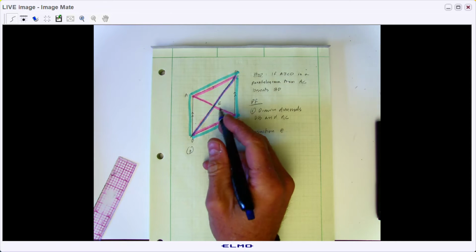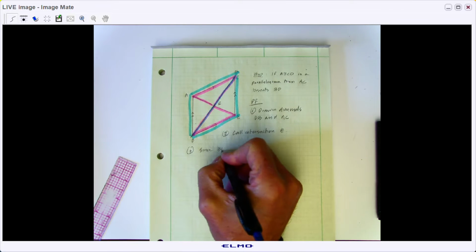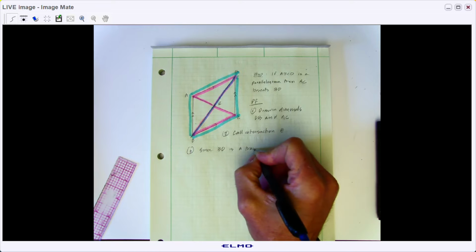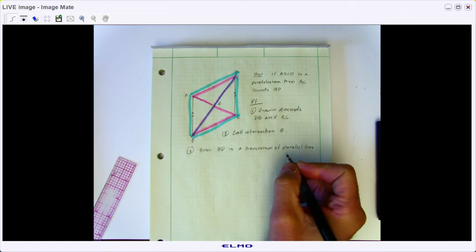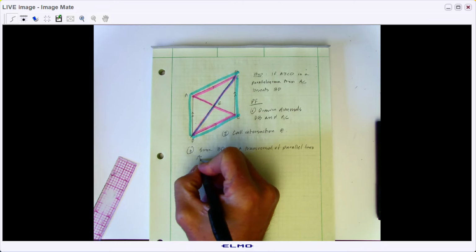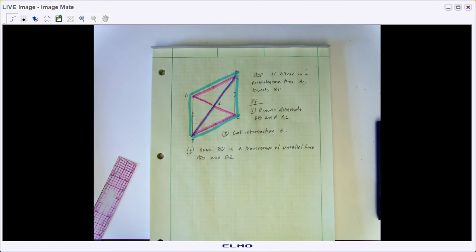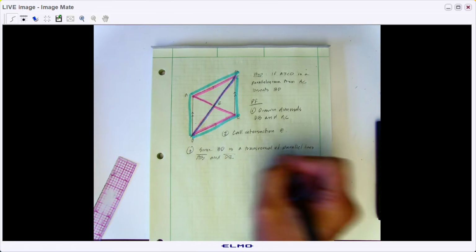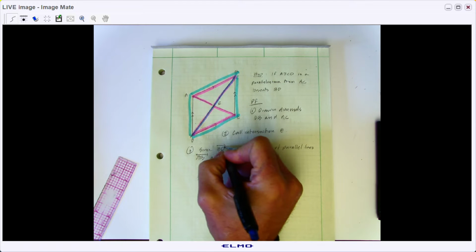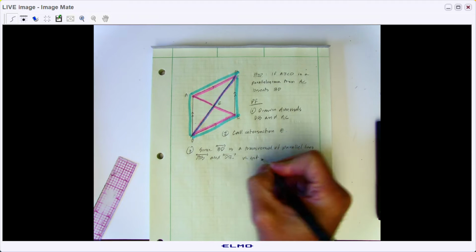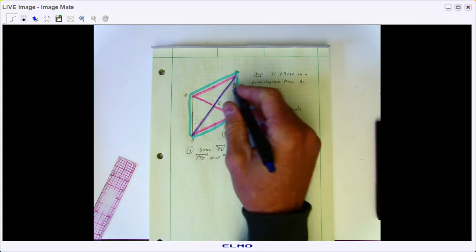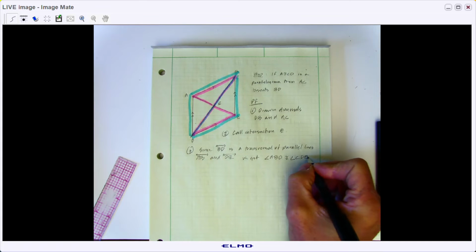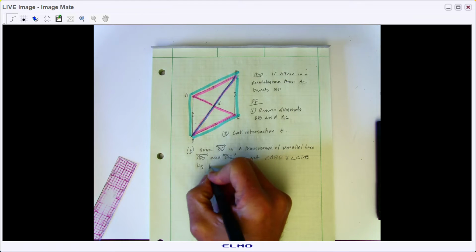So let's see, alternate interior angles. Since BD is a transversal of parallel lines AB and DC, we get angle ABD congruent to angle CDB by alternate interior angles.